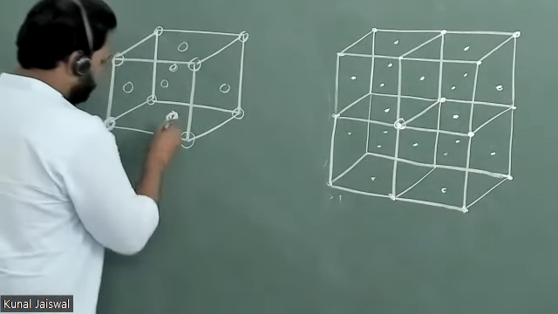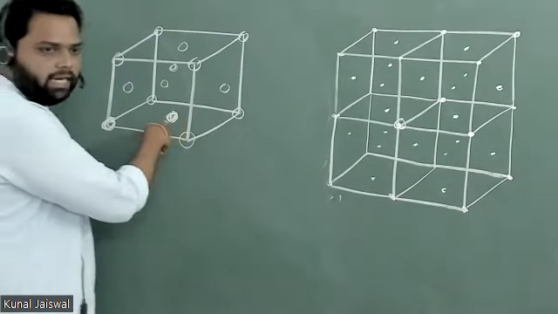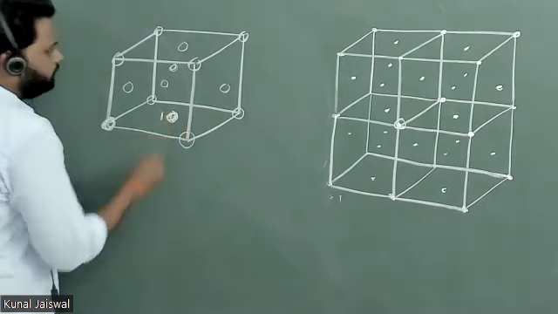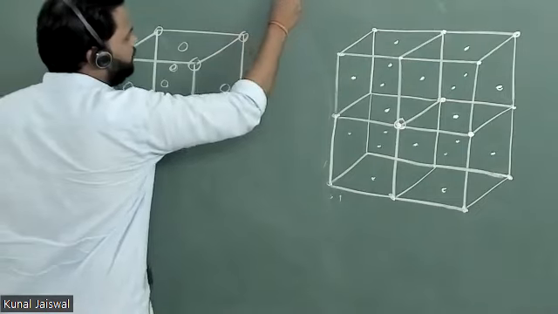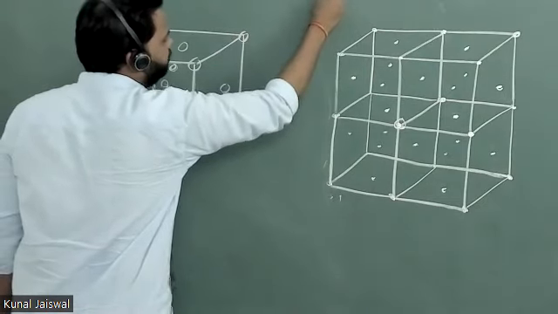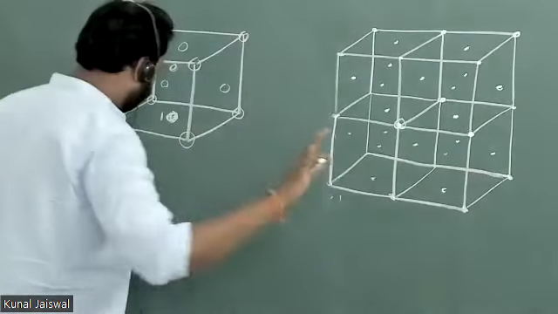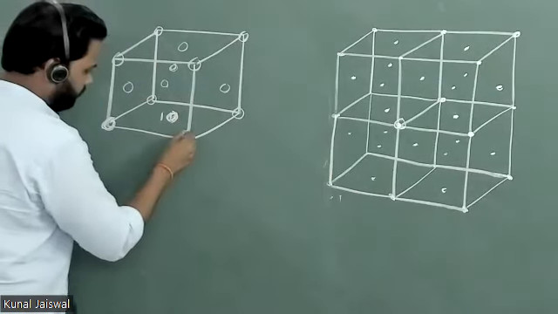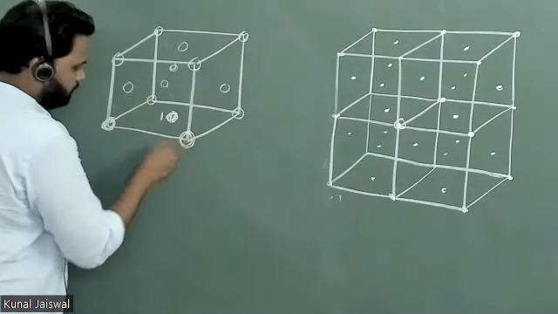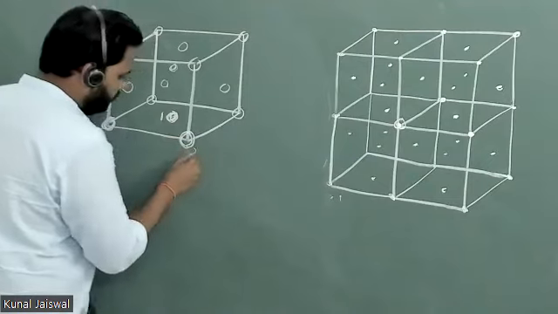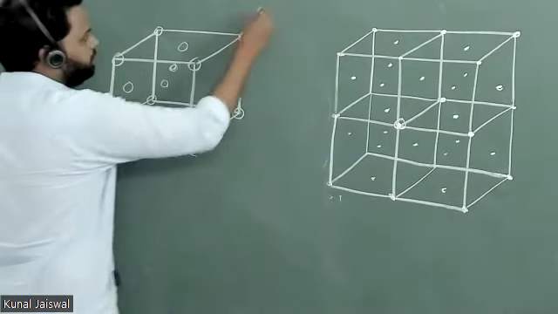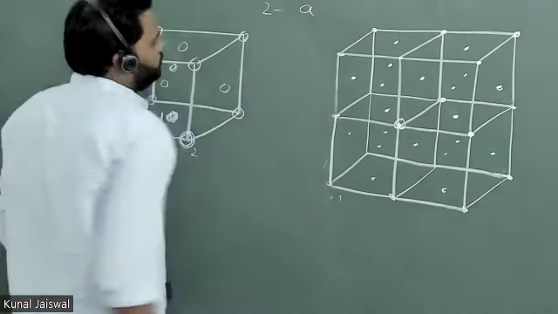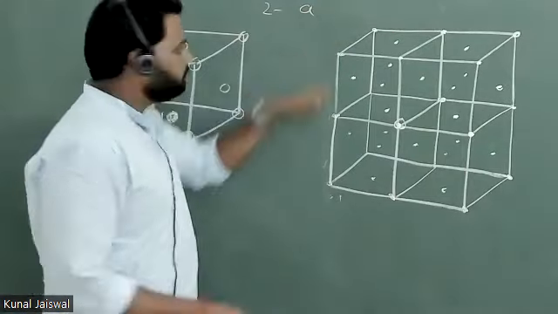Which atoms are the nearer candidates? One is this, let's suppose this is 1, at a distance of A by root 2, right? The other one is this one, let's suppose this is 2, at a distance A. So this is our nearest neighbor, and this is our second.